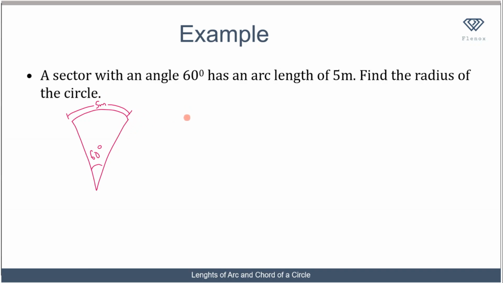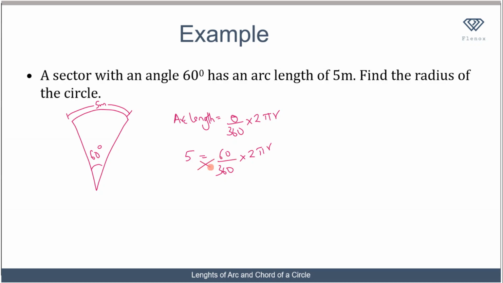So now we know that the formula for calculating the length of an arc is given as theta over 360 times 2 pi r. But now we are given the arc length and we are told to find the radius. So we have to make the radius the subject of the formula. So our arc length is 5 and our theta is 60 over 360 times 2 pi r.